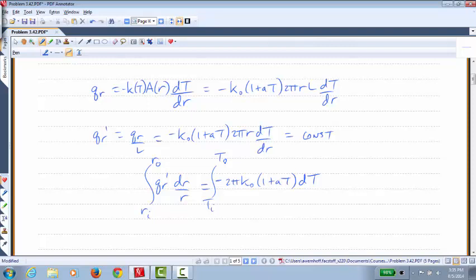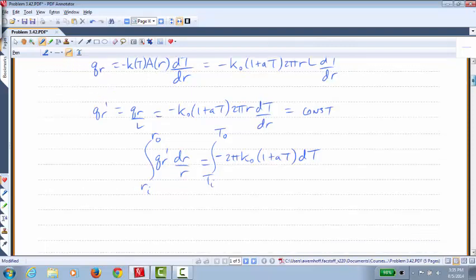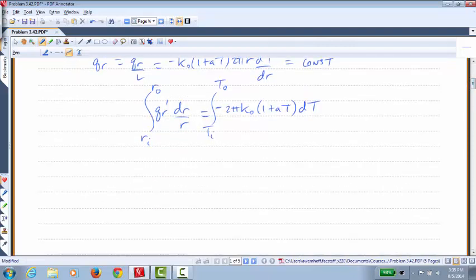So now we can do some integration, and this will enable us to get the value of heat flow per unit length. So the left side, if we do the integration of dR over R, we get the log of R. Since QR prime is a constant, we get QR prime times the natural log of Ro minus natural log of Ri. And we can use our trick with natural logs and combine them, such that they're now Ro over Ri.